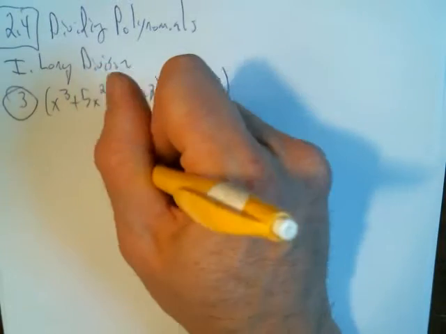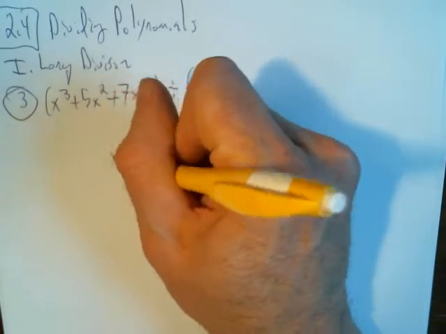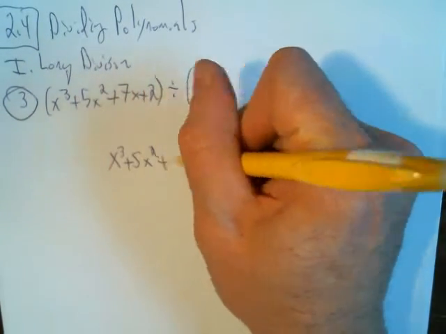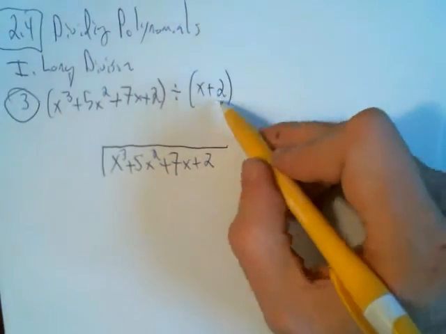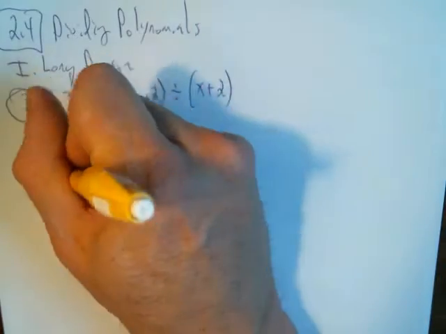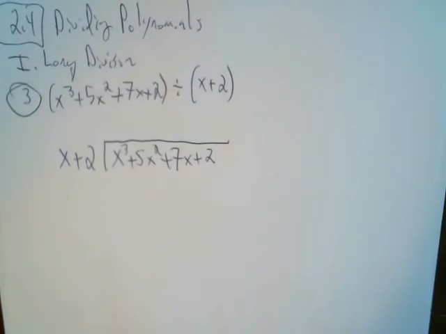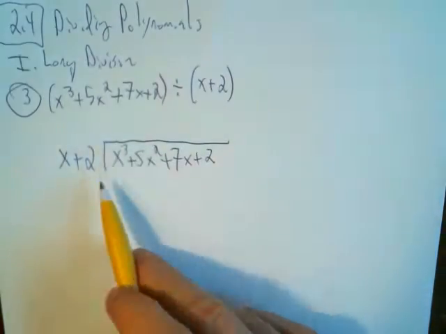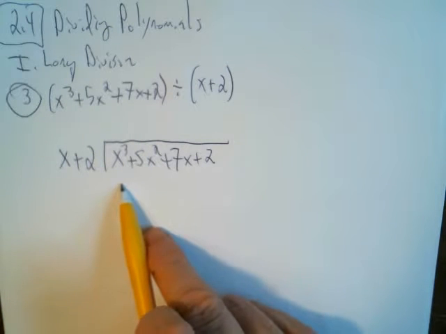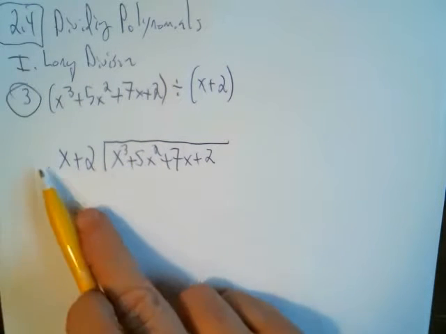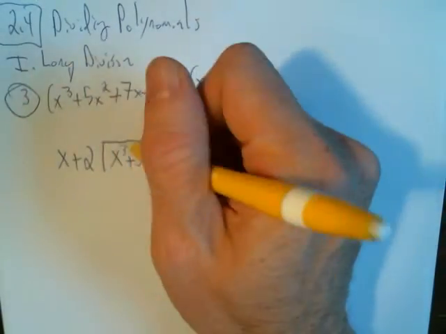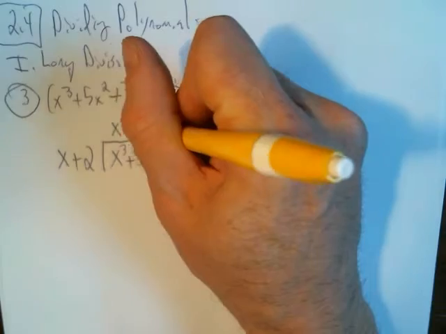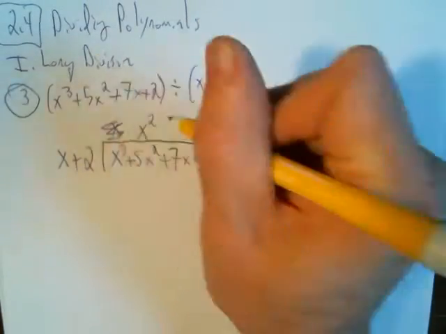So you'll take this guy and put him inside your sort of division symbol. So it's this guy divided by this guy here. So you put the x plus 2 on the outside. And then there's two ways to think of it. You can think of what times x equals x cubed. If you don't like that, you can take x cubed and divide it by x, and that's going to go right here. Okay, so what times x is x cubed? Well, that's x squared. We should put that right there.